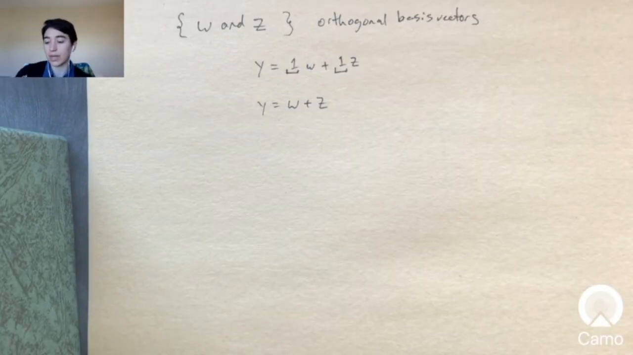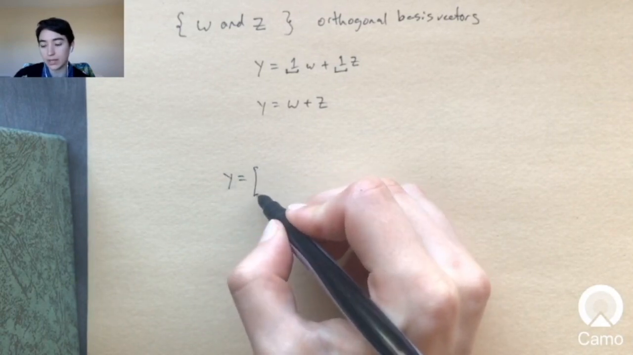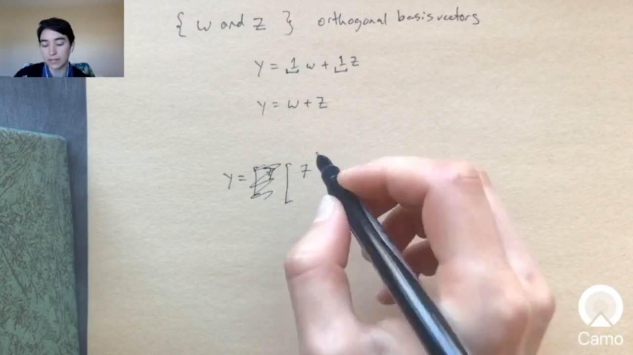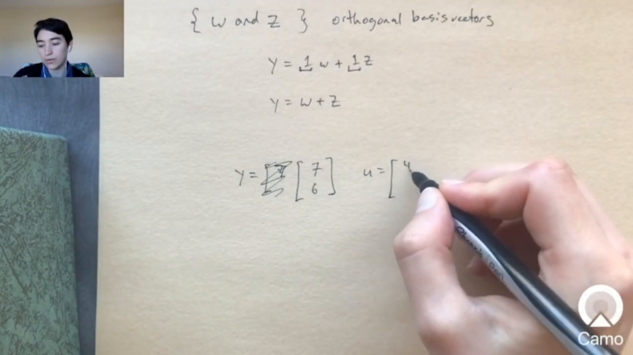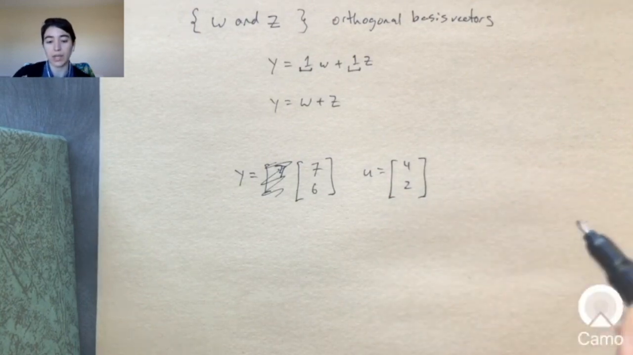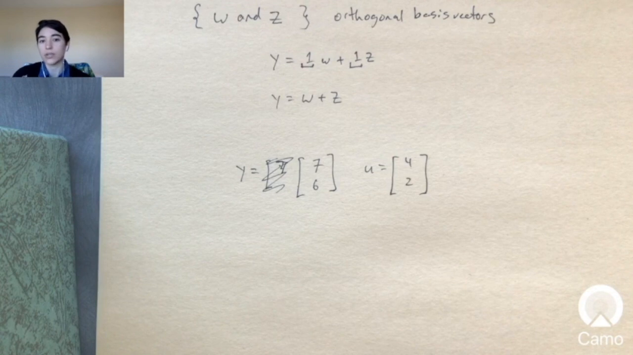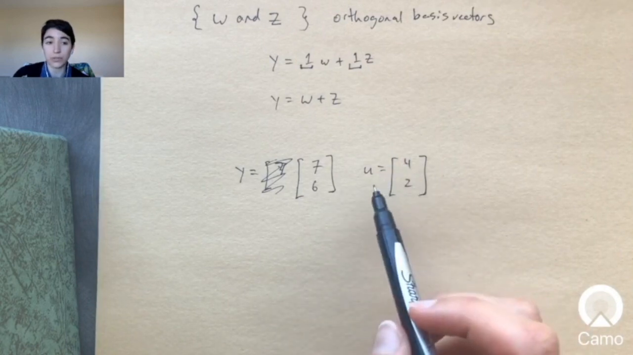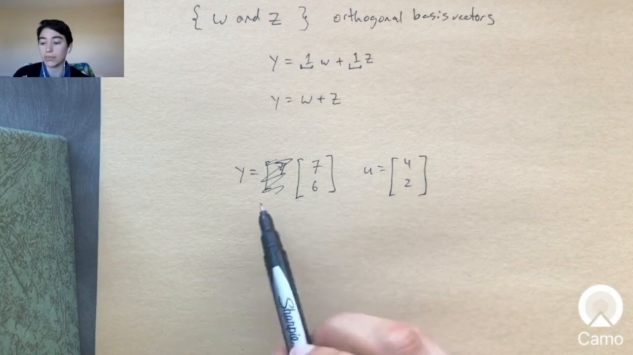In this case, we have some definition for what we're looking for. So we have y is equal to 7, 6, and u is equal to 4, 2. And we want to find the orthogonal projection of y onto u. Okay, what does that mean? So what that's asking is we want to find how much of u we need in order to build the u component for y.